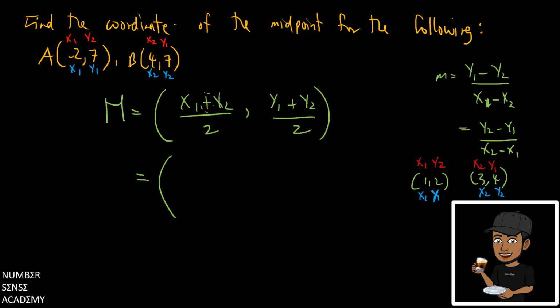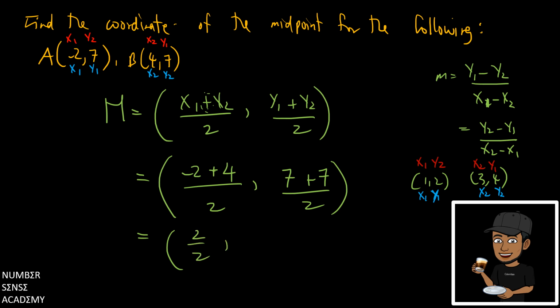So x1, I'm going to write it as -2. I'm going to add 4 for x2, and I'm going to divide by 2. For y1, I'm going to take 7. I'm going to add 7 for y2, and I'm going to divide that by 2. So I end up with 4 minus 2 is 2, so I have 2 over 2, and 7 plus 7 is 14, and that's over 2. So I end up with a coordinate of 1 and 7. Okay, so the coordinate for the midpoint is going to be 1 and 7. All right, pretty straightforward example.